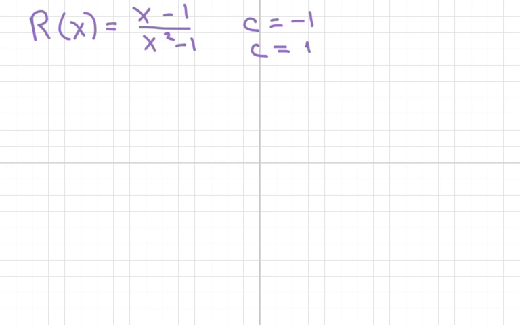Now we're going to try to do 4 more problems if they don't take too long. The next one we're going to do is r of x equals x minus 1 over x squared minus 1. And we're going to evaluate the limits at c equals negative 1 and c equals 1.